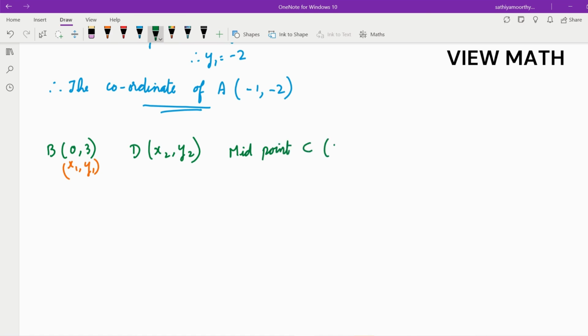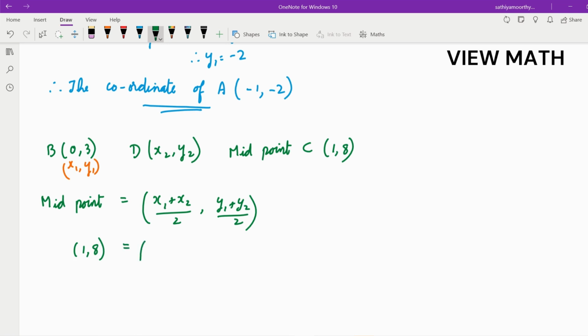C is (1, 8), which is given in the question. So let me write the midpoint formula. Midpoint is equal to ((x1 plus x2) by 2, (y1 plus y2) by 2). Now the midpoint here is C. C is the midpoint, so (1, 8) is its coordinates. I am substituting (1, 8).